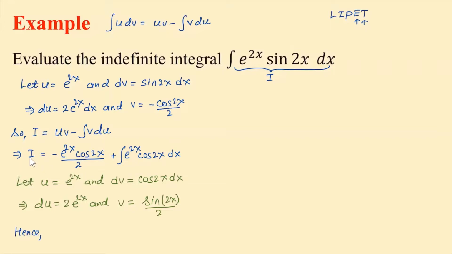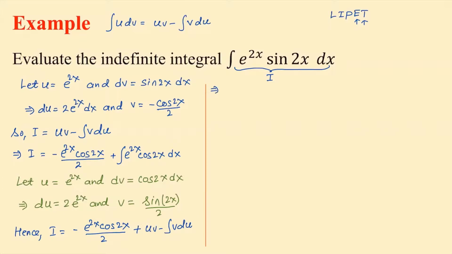Hence, I'm copying this step. I equal to negative e to the 2x cosine 2x over 2, then plus, for this integral, because I'm using integration by parts formula, I'm going to write that as uv minus integration of v du, where u, v and du are here. So we are going to make that substitution in the next step. So let's make that substitution.